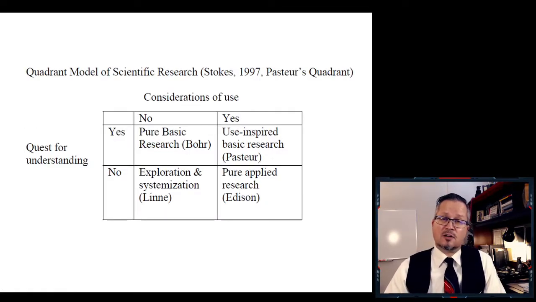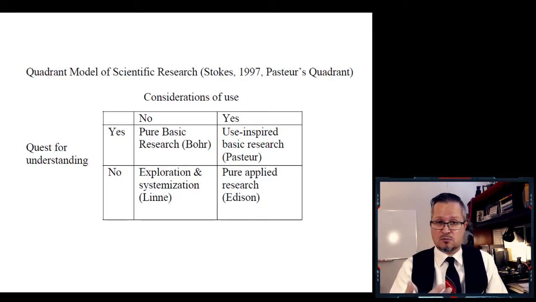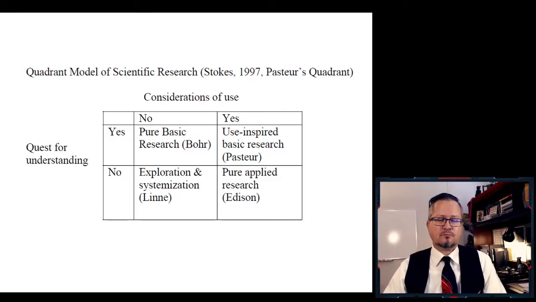Another thing that I like to talk about is a quadrant model of scientific research, which was created by Donald Stokes in 1997 and published in a book called Pasteur's Quadrant. I like this description of research because most research comes down to either a quest for understanding, so we're trying to know, or we're trying to put something into practice. We're trying to see what the implications of the use are. And research can actually be both as well. This is just another way to categorize research in my mind.